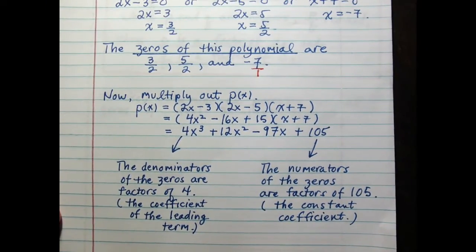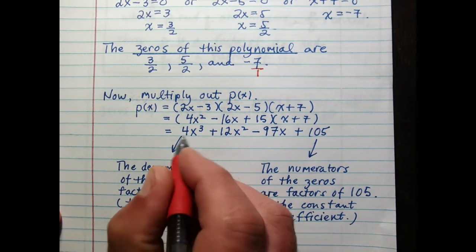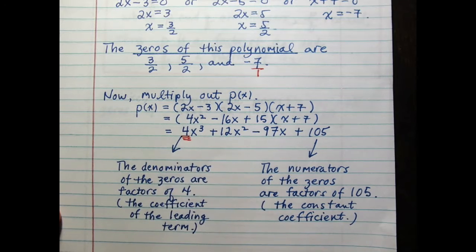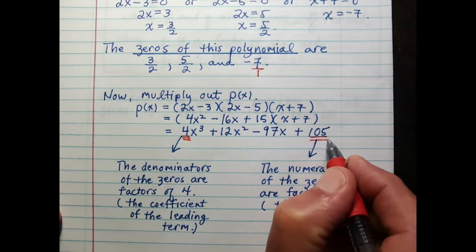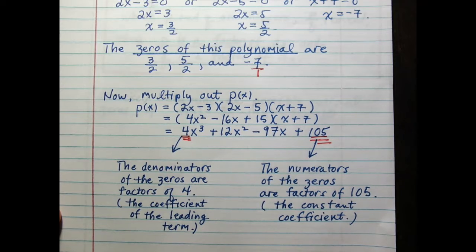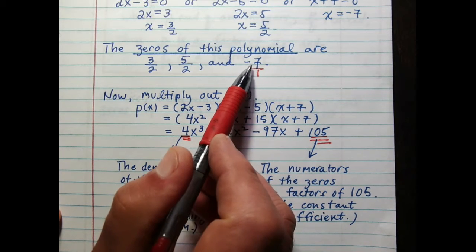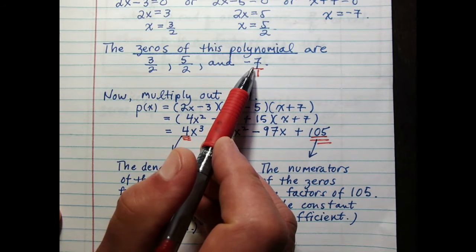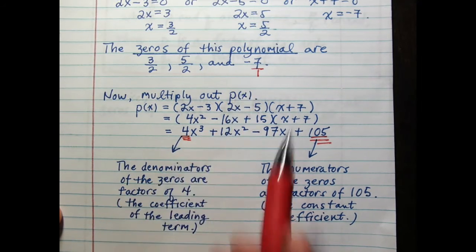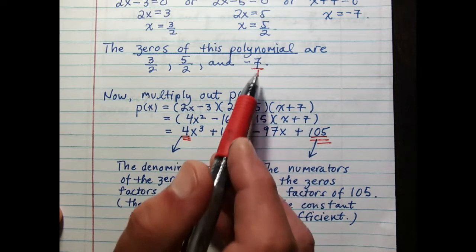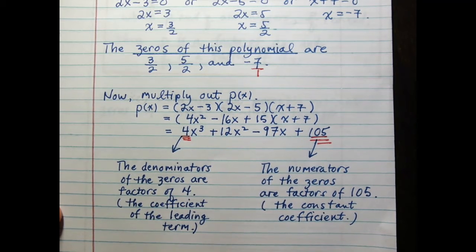So let's just put this into words. The denominators of the zeros are factors of 4. This 4 right here, the coefficient of the leading term. And the numerators of the zeros are factors of 105, which is the constant term. And when we say numerator, we include that integer valued zero of negative 7 because we can write it as negative 7 over 1.